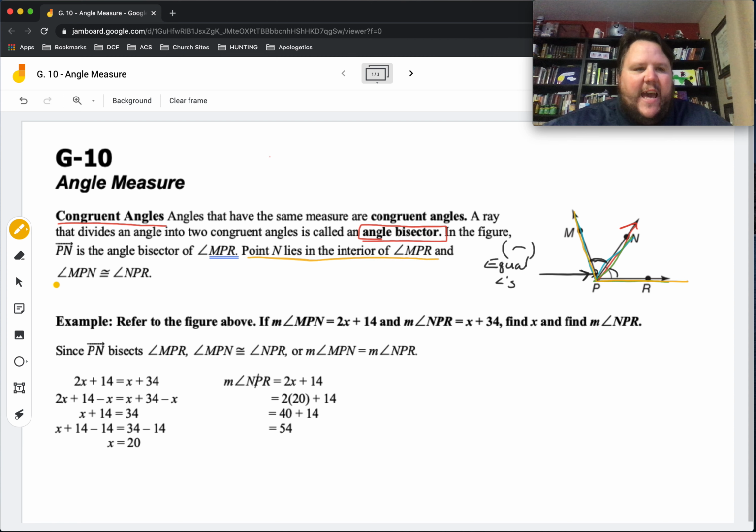But then notice we have angle MPN is congruent to NPR. So they're broken up into two equal angles. This symbol right here means congruent.